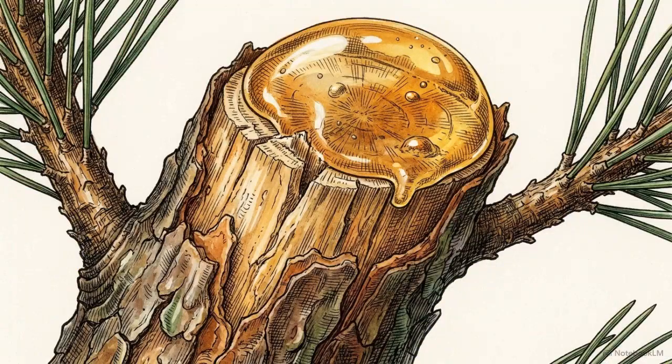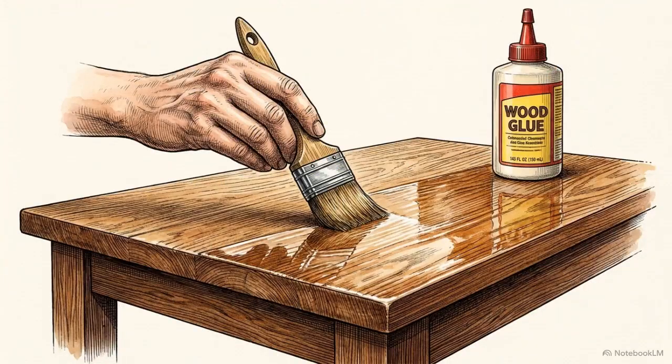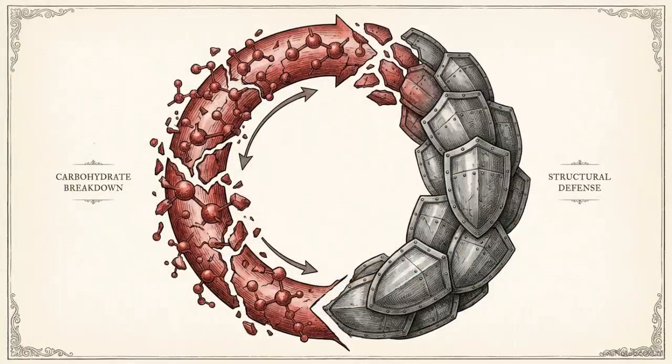The thick, viscous properties that allow a plant to seal a severed branch are the exact properties that make these substances industrially valuable for varnishes, rubbers, and glues. Non-nitrogenous wastes act as a biological recycling loop, converting the exhaust of carbohydrate metabolism into structural armor.